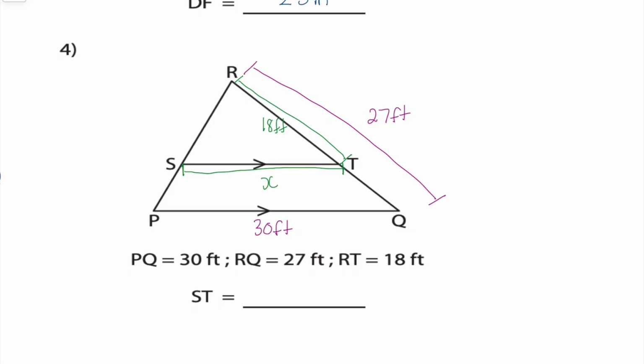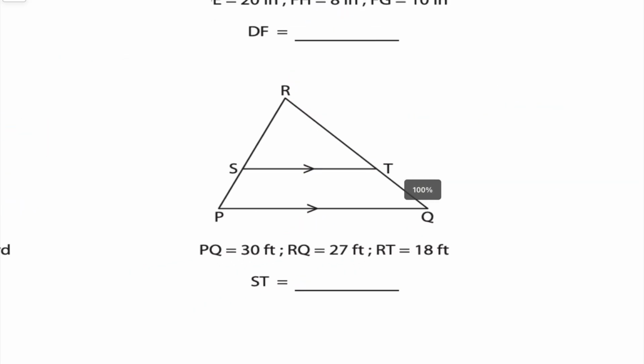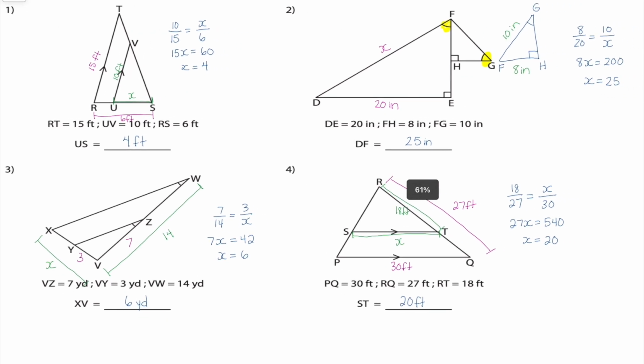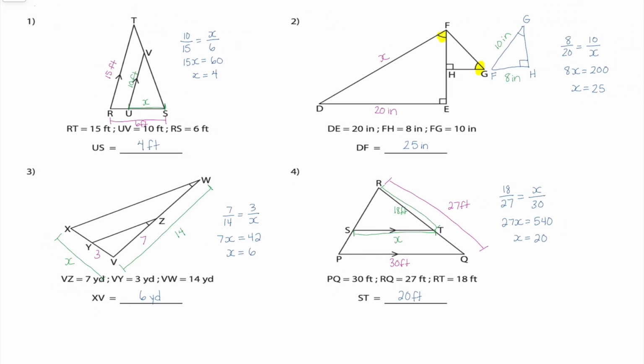So I'm going to do 18 over 27 equals x over 30. So I get 27x equals 18 times 30, which is 540. And then I'm dividing by 27 to get 20. So I get 20 feet. So there are your 4 challenging questions.